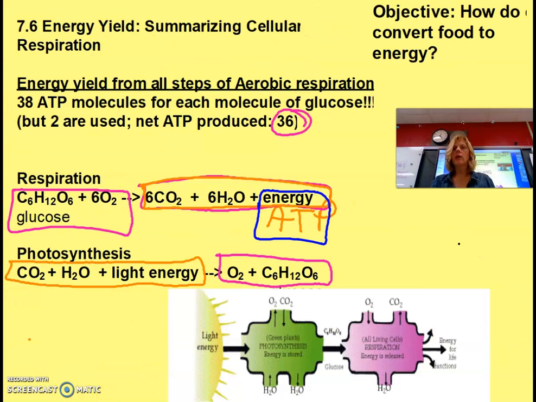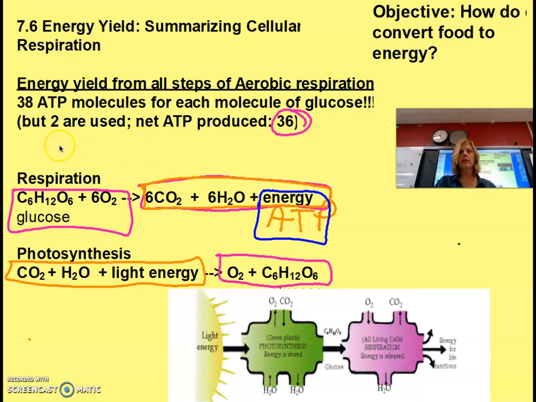So if everything goes absolutely right and everything is perfect, we get a lot of ATP from aerobic cellular respiration. We get about 38 ATP. Two of them are used up in the process, because we have to use some energy in that process. So we say a net production of 36. That's pretty good. That's a lot of ATP.